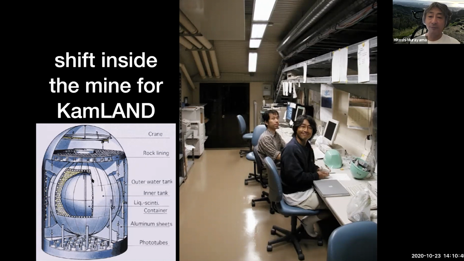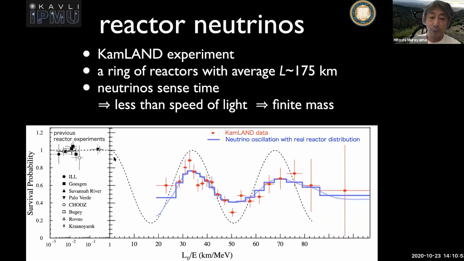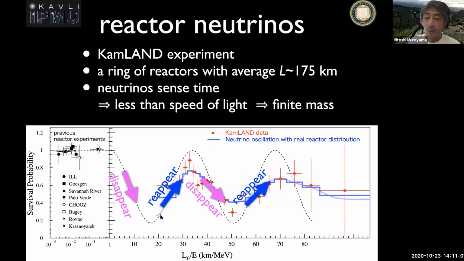And by using a tank of basically mineral oil called the liquid scintillator, we could detect the anti-neutrinos coming from nuclear power plants. And we could really observe this behavior of oscillation. So neutrinos produced from the source, you know the amount of neutrinos produced at the source, they seem to disappear, reappear, disappear again, reappear again. So in the data, we could actually observe 2 cycles of the neutrino oscillation using these neutrinos coming from nuclear power plants. And what that means is that the neutrinos oscillate, namely that they sense time.